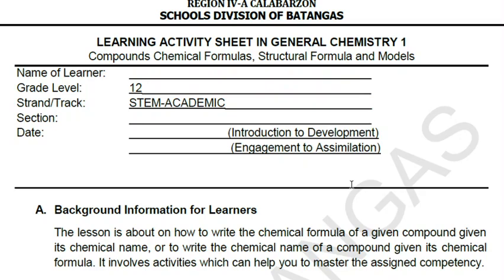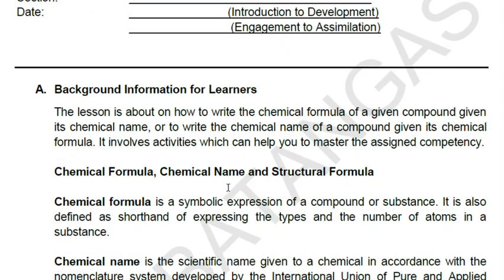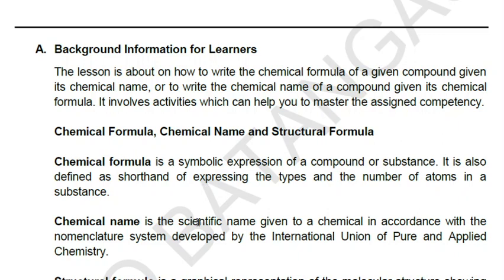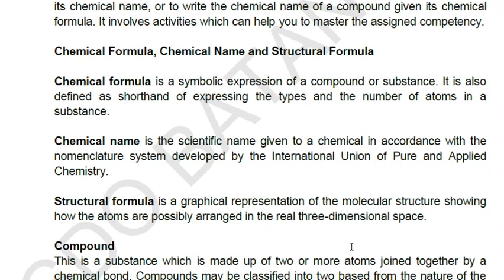Starting off with the background information for learners, let's try to find out what a chemical formula is. We already reviewed this in your first week of general chemistry. Again, a chemical formula is a symbolic expression of a compound or a substance. It is a shorthand of expressing the types and the number of atoms in a substance. When you say name, it's the scientific name given to a chemical in accordance with the nomenclature system developed by the IUPAC, or International Union of Pure and Applied Chemistry.